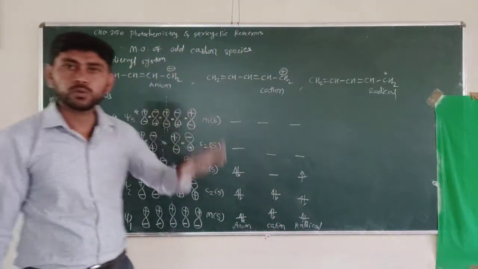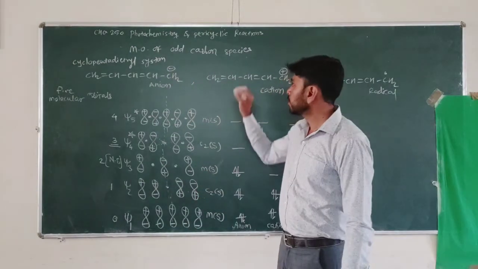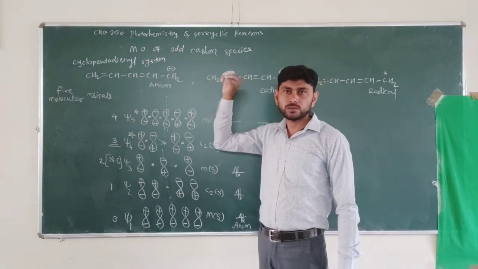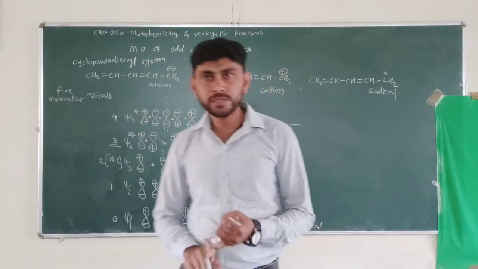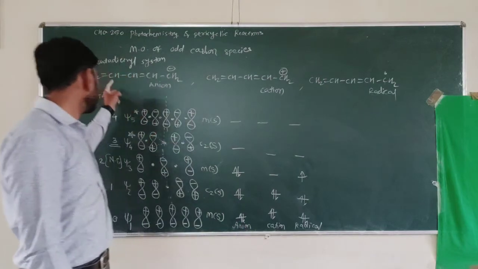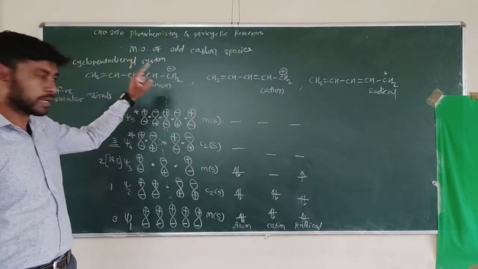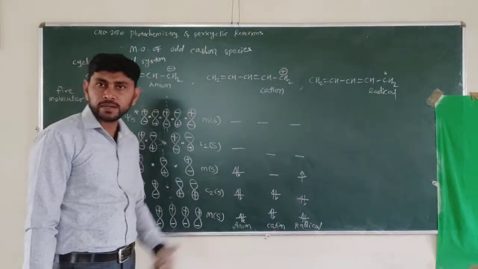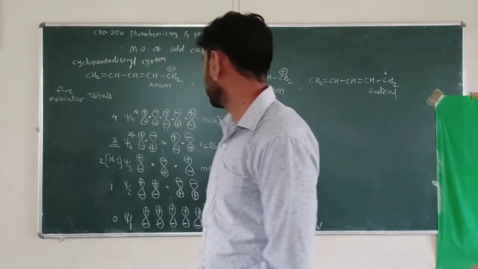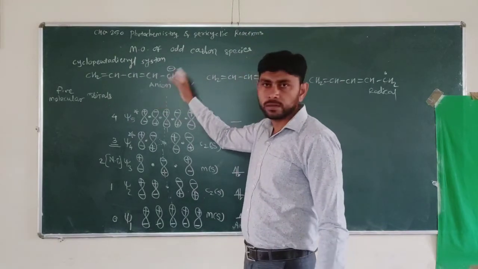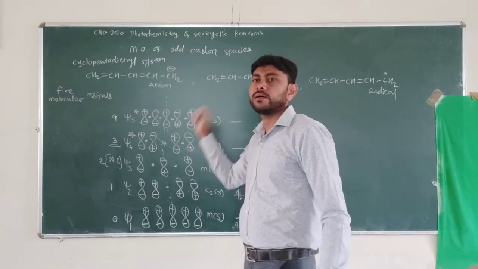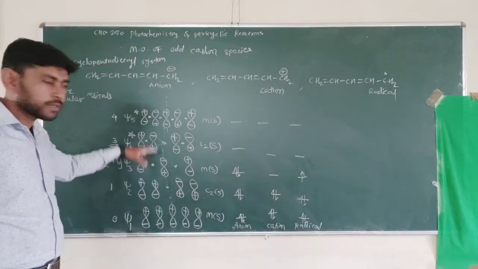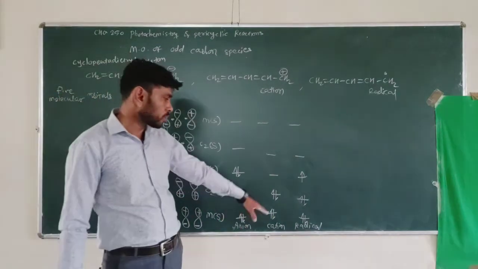So if you are asked to draw the molecular orbitals of an odd carbon system, they may give a name, such as draw the molecular orbitals of allyl system, cyclopentadienyl system, allyl cation, cyclopentadienyl cation, cyclopentadienyl anion, cyclopentadienyl radical. In this way, allyl cation, allyl anion, allyl radical. Then draw the molecular orbitals in this way and give the electron distribution for this.